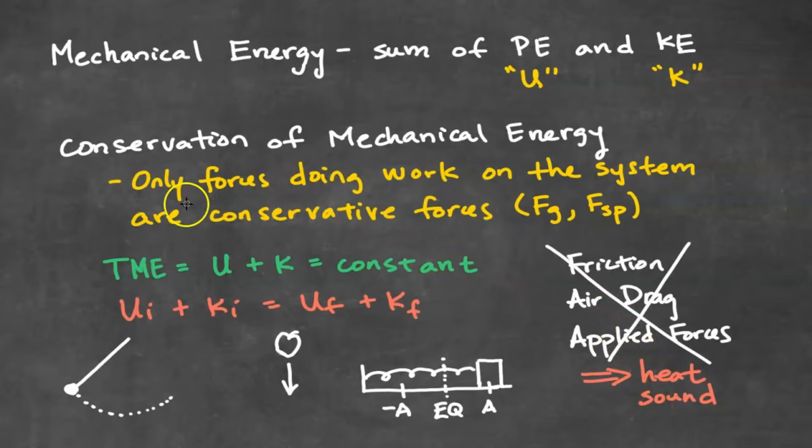Now, when we talk about conservation in physics, we're saying that it doesn't change. So for mechanical energy, the initial total mechanical energy is equal to the total final mechanical energy if the only forces doing work on the system are conservative forces. We can represent it with this equation, that the potential energy plus the kinetic energy is constant. The potential energy could change, the kinetic energy could change, but the total amount is constant. We can also write it as Ui plus Ki equals Uf plus Kf.